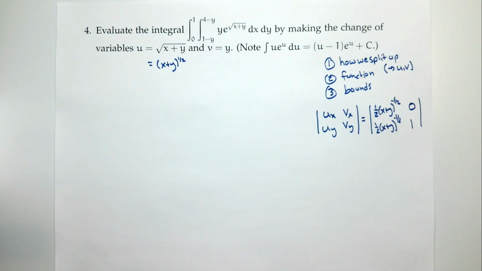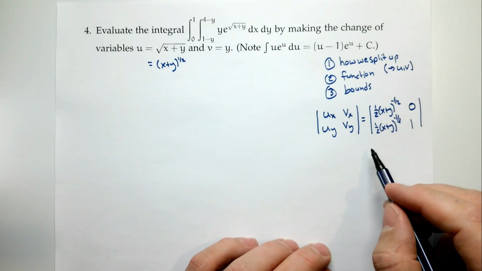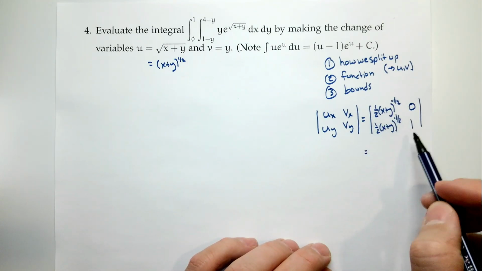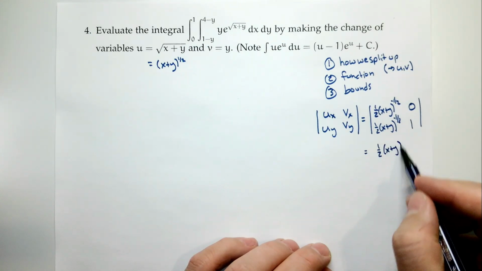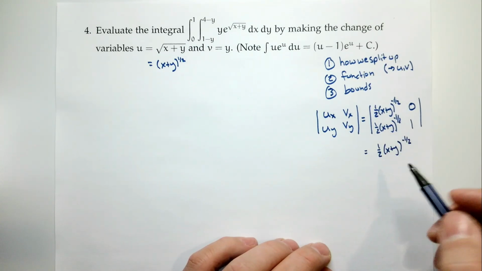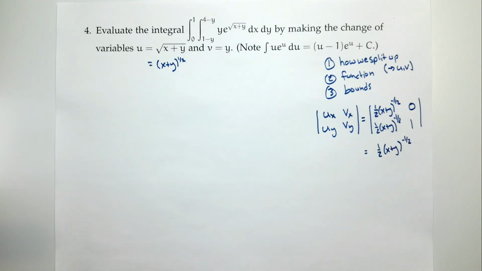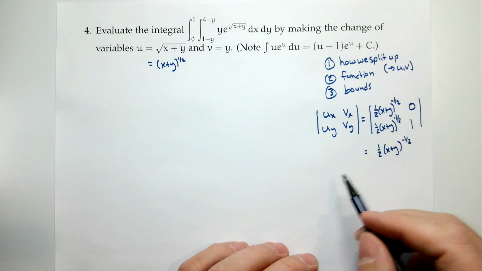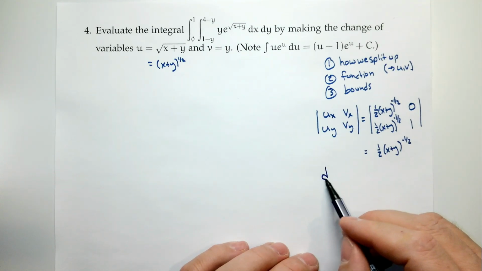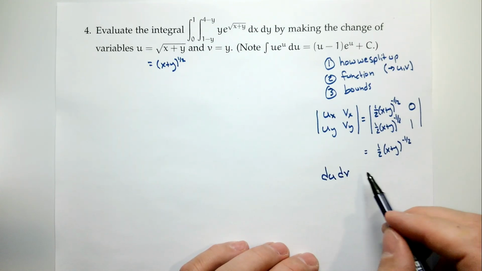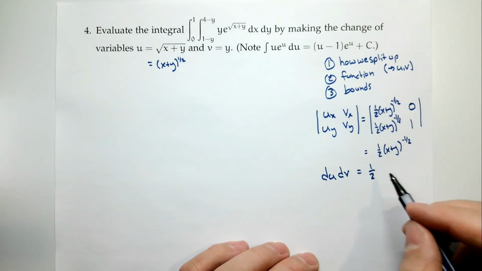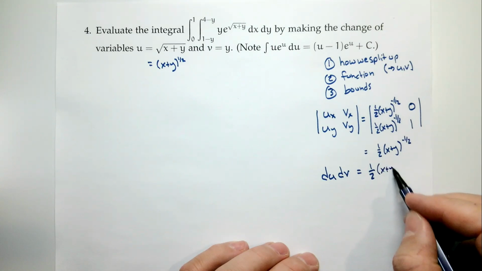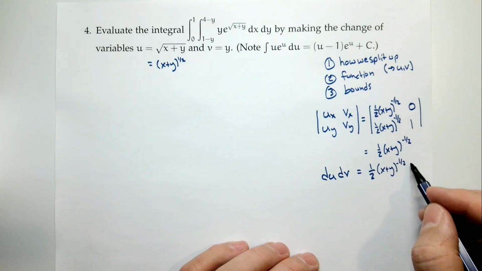Okay, well that's not so bad. So what does that say? Well, that says, take the 2 by 2 determinant, you'll get 1/2 (x plus y) to the minus 1/2. Now, how does that information help us? Well, what it says is the following: du dv is equal to the absolute value of this. Well, it's not going to be negative, so 1/2 (x plus y) to negative 1/2 dx dy.